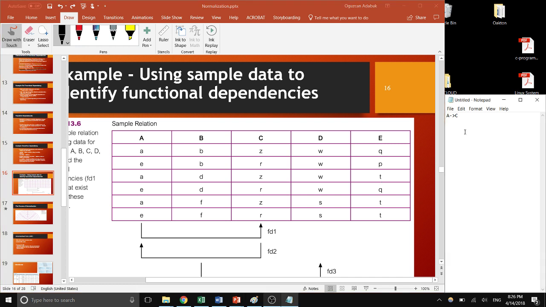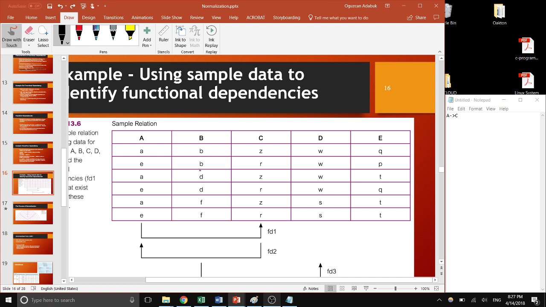Now let's look at attribute B. Let's look at B to A. For value B, there's A. For value B, there's E. Doesn't hold. For B to C, for value B, there's Z. For value B, there's R. Does not hold.